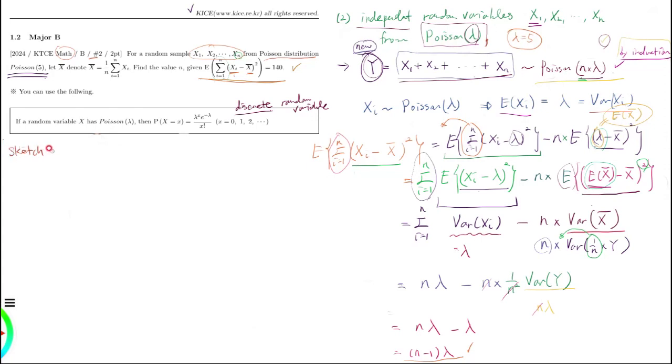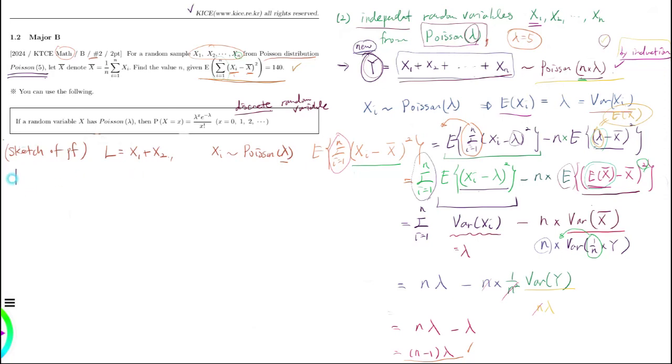Here's the sketch of proof. I will use induction here. So for the case of a new random variable, say capital L is x1 plus x2, and each random variable has a Poisson distribution with parameter lambda here.